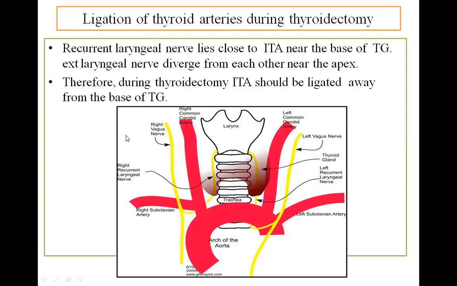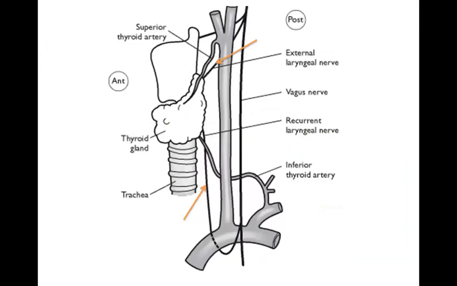Ligation of the thyroid arteries during the thyroidectomy. The recurrent laryngeal nerve lies close to the inferior thyroid artery near the base of the thyroid gland. Therefore, during the thyroidectomy, the inferior thyroid artery should be ligated away from the base of the thyroid gland. So, here you can see the relations of the superior thyroid artery and the external laryngeal nerve. Here, the recurrent laryngeal nerve and the inferior thyroid artery.